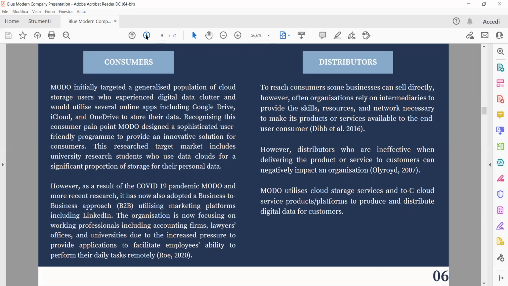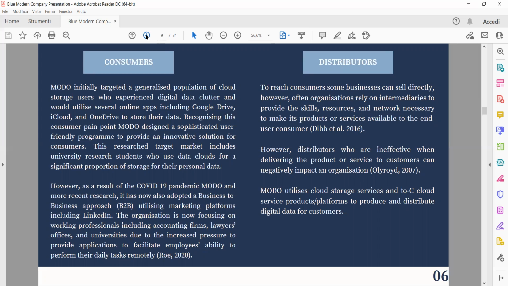More recently, MODO has adopted a business-to-business approach, utilising marketing platforms like LinkedIn. The organisation is now focusing on working professionals, including accounting firms, lawyers' offices and universities, due to the increased pressure to provide applications to facilitate remote working because of COVID-19.